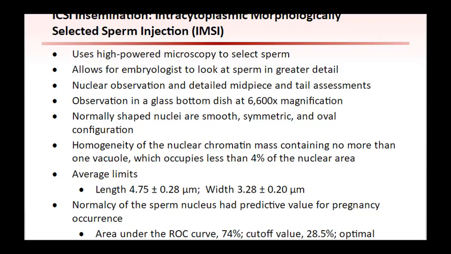Receiver operating curve analysis demonstrated that normalcy of the sperm nucleus had predictive value for pregnancy occurrence. This finding suggests that ICSI outcome may be improved by the exclusive microinjection into the oocyte of a spermatozoon with a normal nucleus.